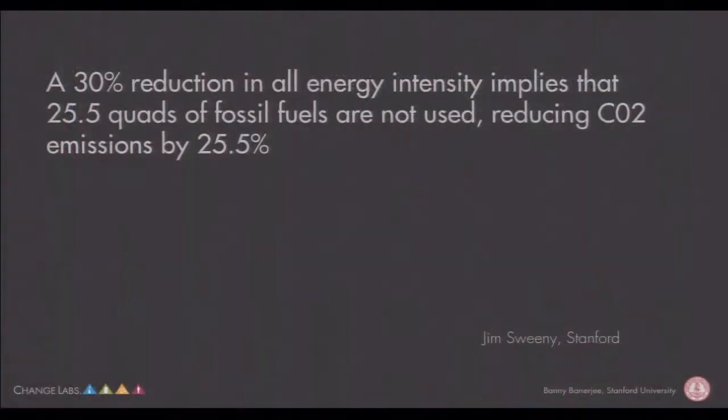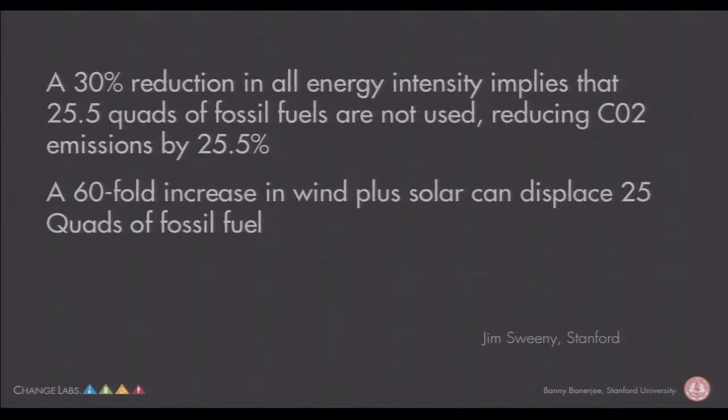So if we just look at one of those issues, such as energy, and we look at the energy targets for the US, if we want to reduce energy intensity by 30%, and that equates to about 25.5 quads of reduction in fossil fuels in order to get the kind of carbon emission reduction, that is tantamount to a 60-fold increase in all of solar and wind combined of our current capacity.